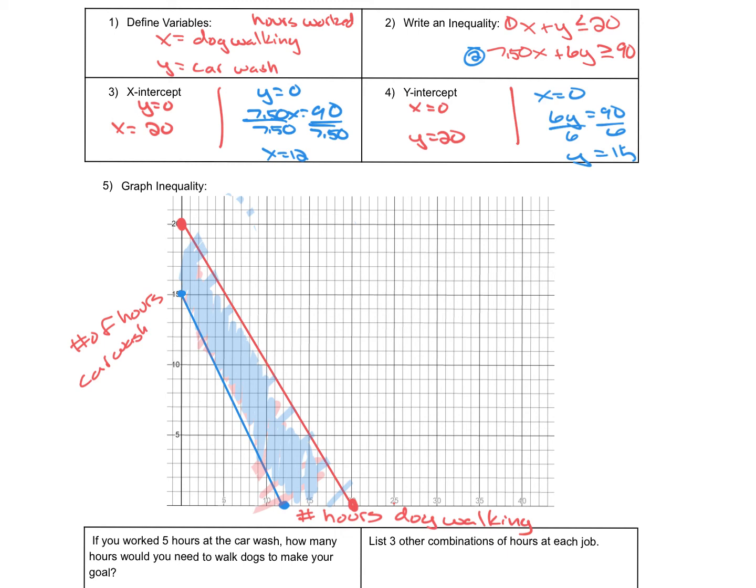So we're just interpreting this graph. If we know we're going to look at 10 hours of car washing, well, that means we're going to need at least 4 hours of walking our dog. So anywhere in between there, those combinations are going to help us answer these questions.